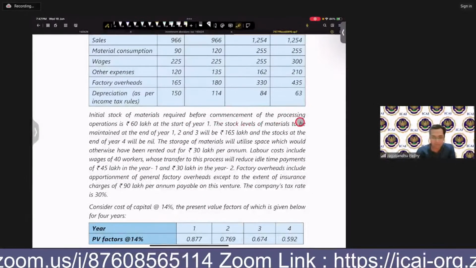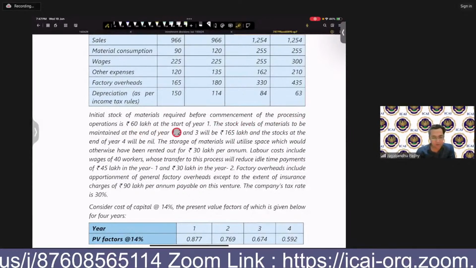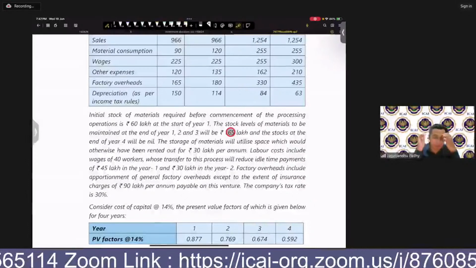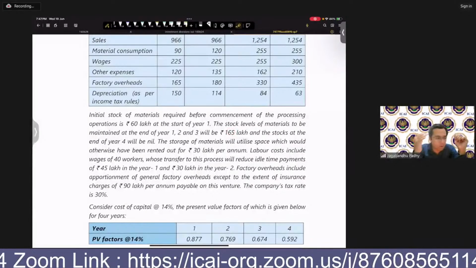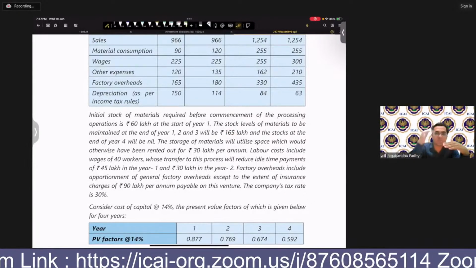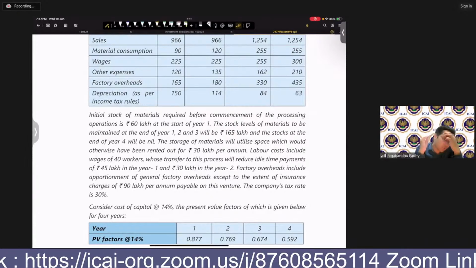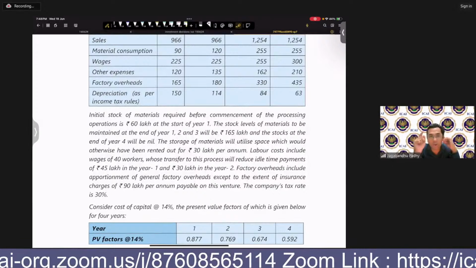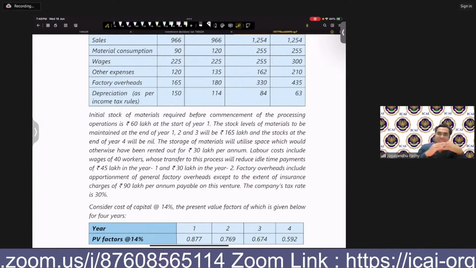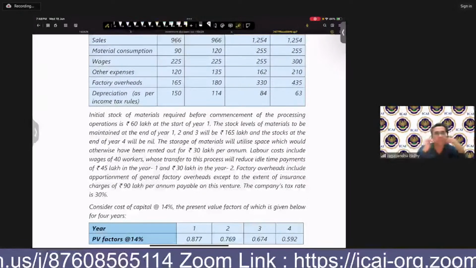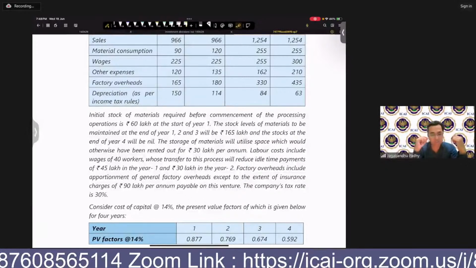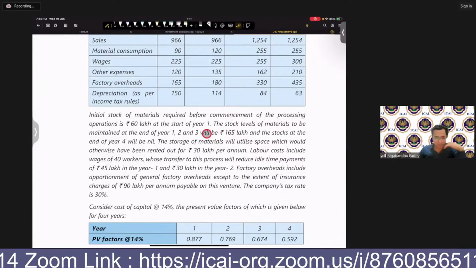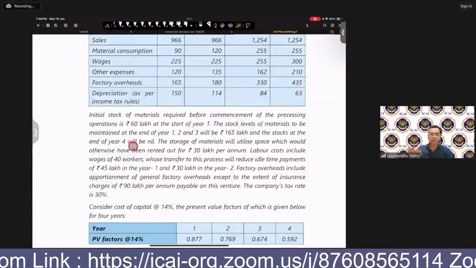The stock level of materials to be maintained at the end of year 1, 2, and 3 will be 165 lakhs. So initially we are maintaining a stock level of 60 lakhs. Beyond that, the stock level has to be increased to 165 lakhs. So at the end of year 2, I need to have a stock of 165 lakhs. From 60, I will have to make it to 165, so I need to spend an additional 105 lakh as working capital. And of course, at the end of year 4, the entire stock will be taken back.